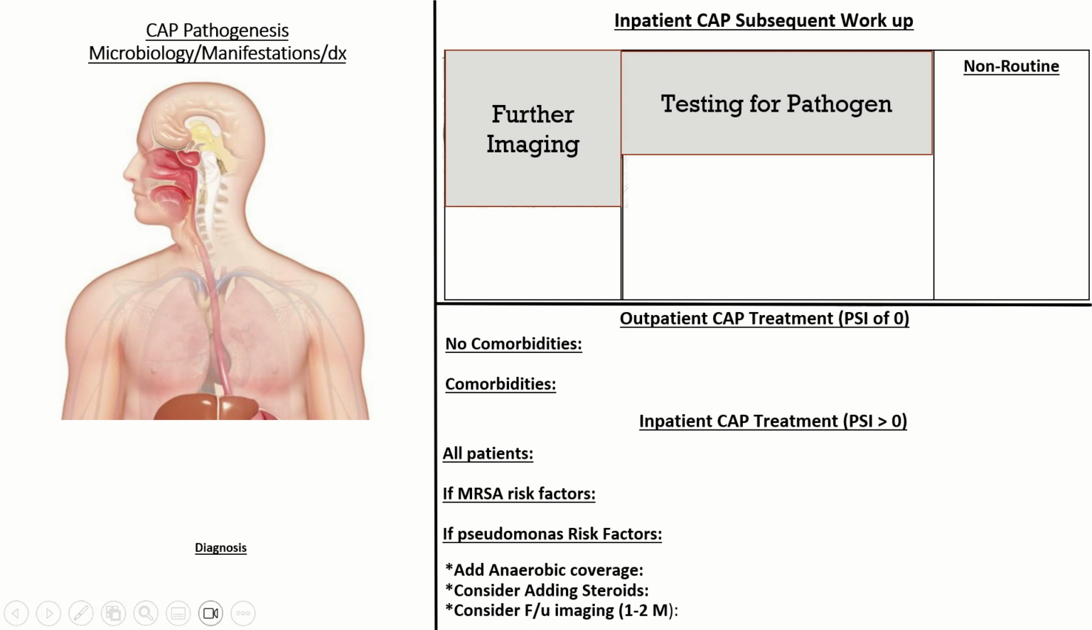Alright, so this is a lecture about community-acquired pneumonia. We're going to go through pathogenesis, microbiology, manifestations as well. So, for community-acquired pneumonia, think to yourself, what are your typical bugs?